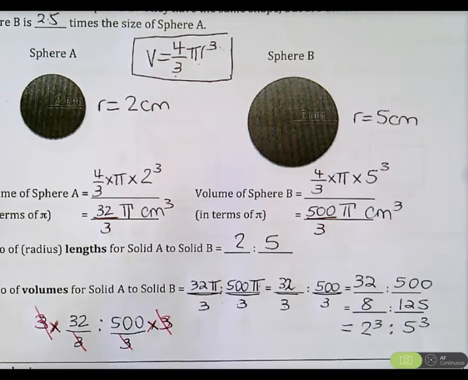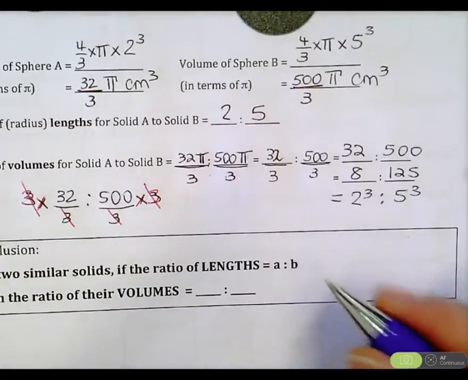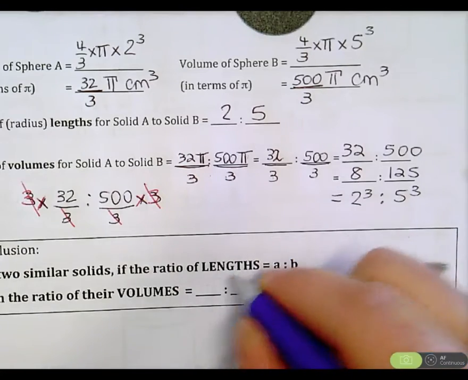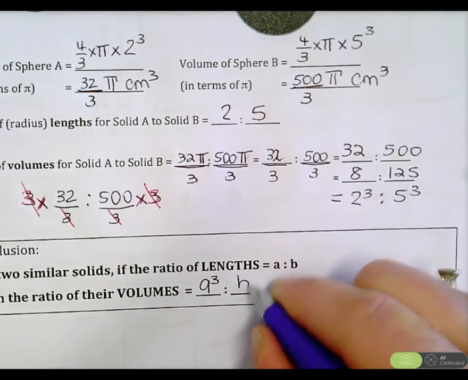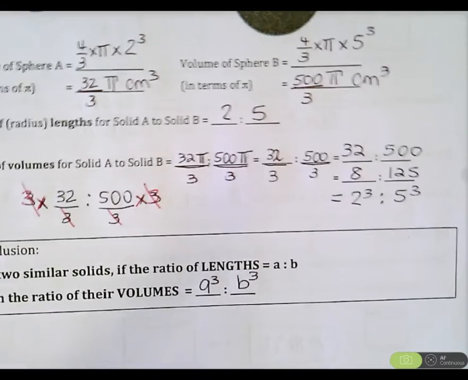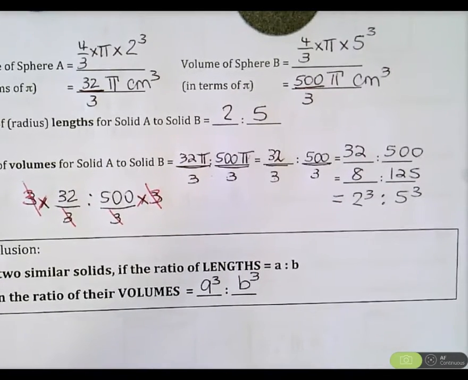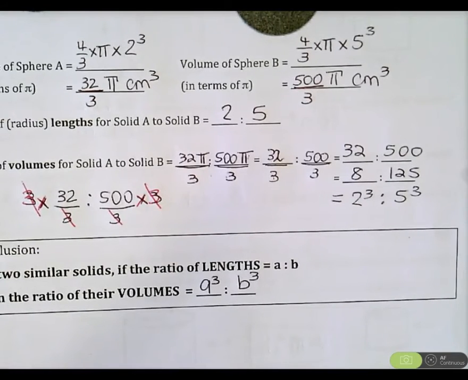Is there going to be a calculator section? No. I just said if it was a length, A to B, then the ratio of the volumes is A cubed is to B cubed. So girls, for areas, it's A squared to B squared. For volumes, it's A cubed to B cubed. Okay? All right.